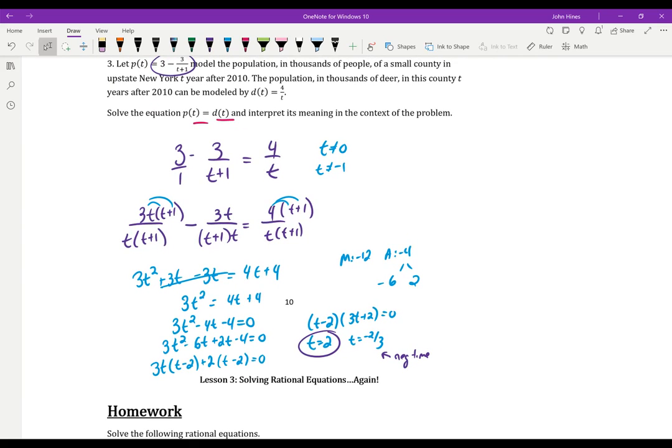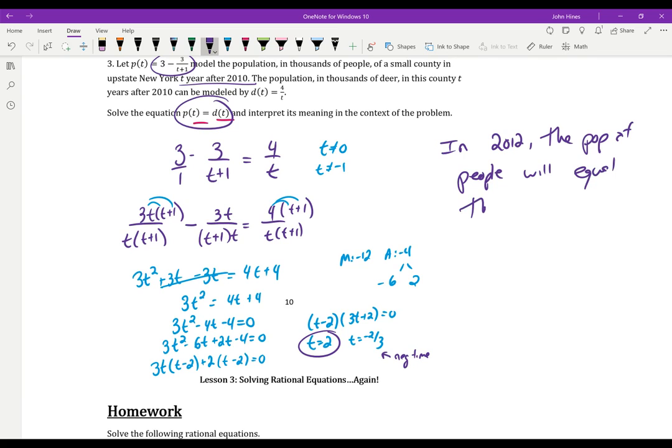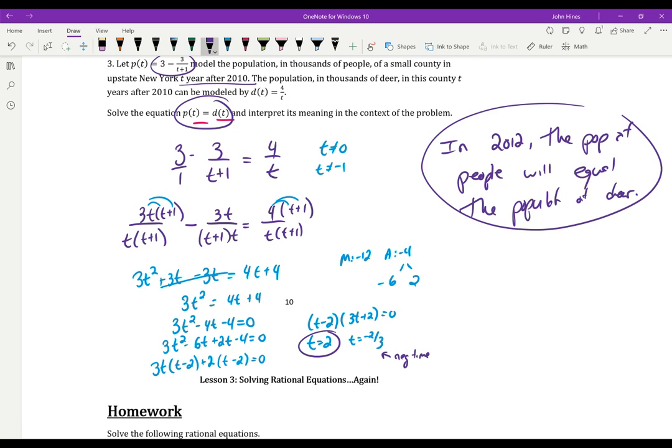So what does that tell me? Well, what is t? 2 years after 2010. So in 2012, what did we find? In the context of the problem, the population of people in the small county in upstate New York will equal the population of deer, right? In 2012, 2 years from 2010, the deer population and the people population will be equal.